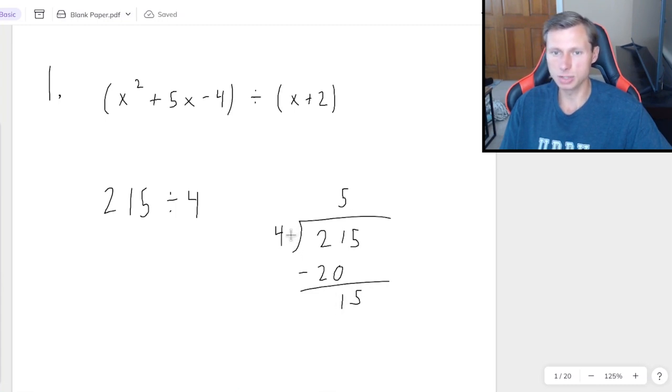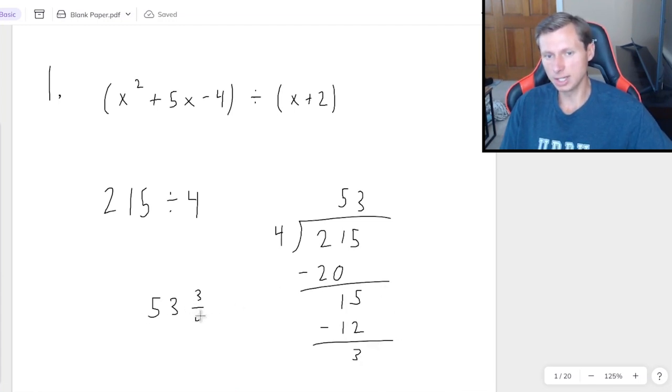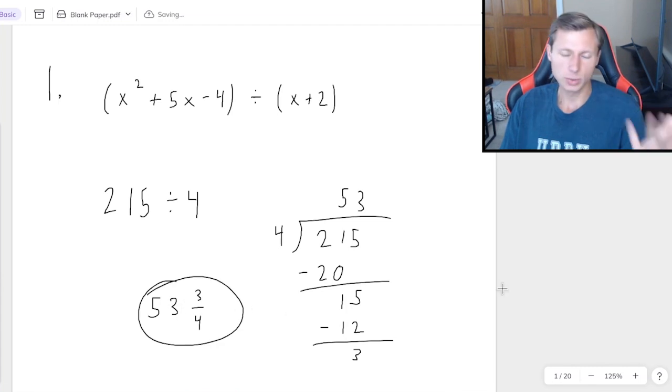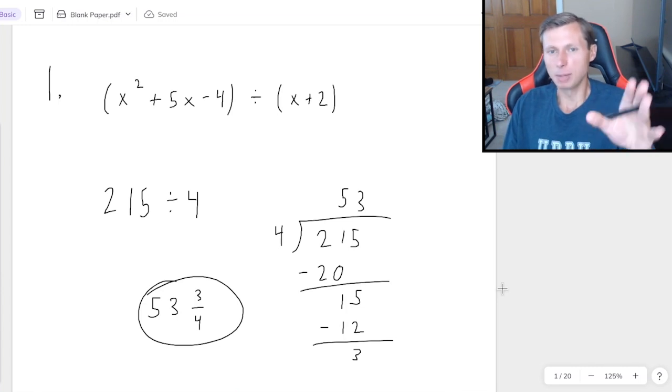And then how many times does 4 go into 15? That's 3 times. 3 times 4 is 12. So you subtract 12 and you're left with a remainder of 3, giving you a final answer of 53 3/4. And so we all know how to do this, or if you don't, then you're going to be in trouble for this one. But now I'm just going to take this same concept and apply it to the one we see above.